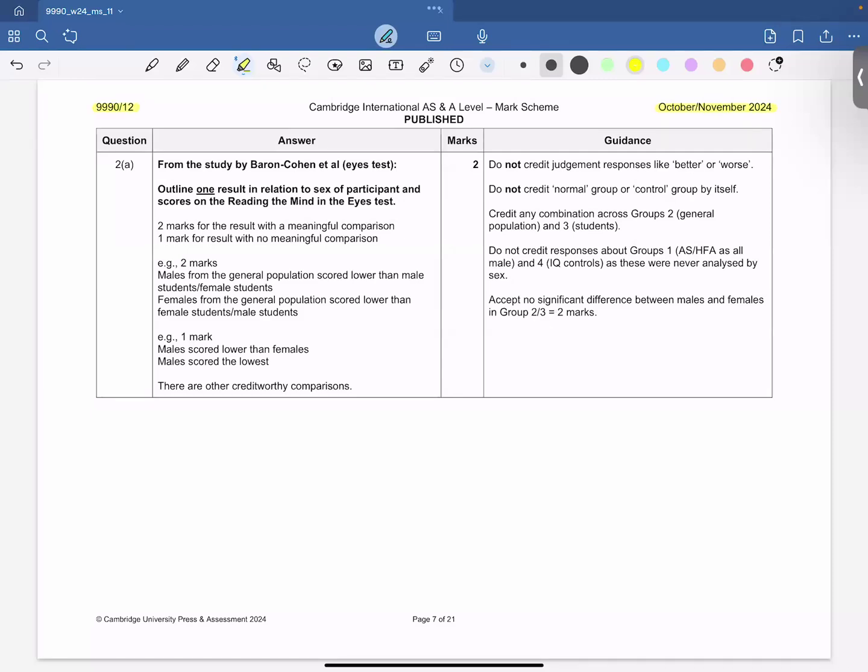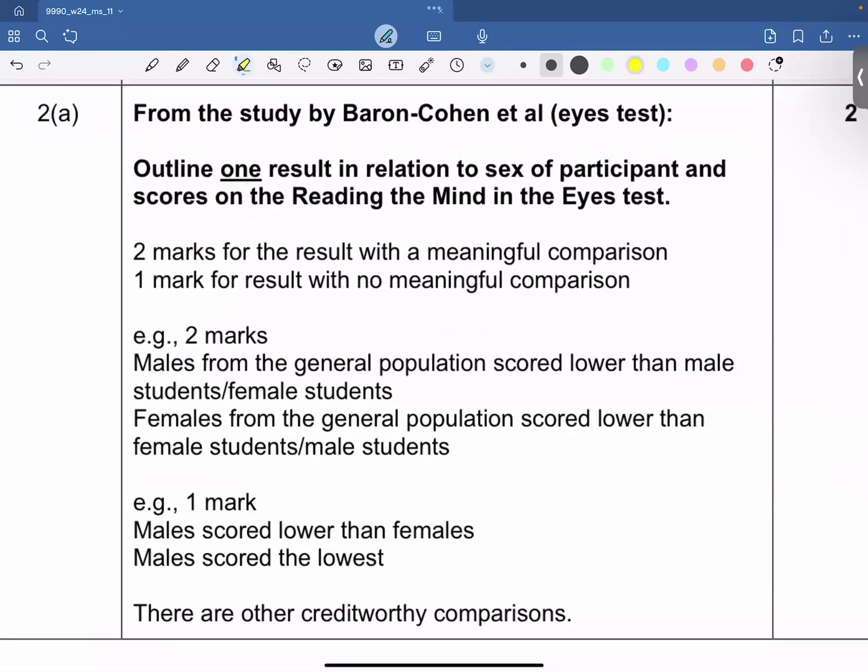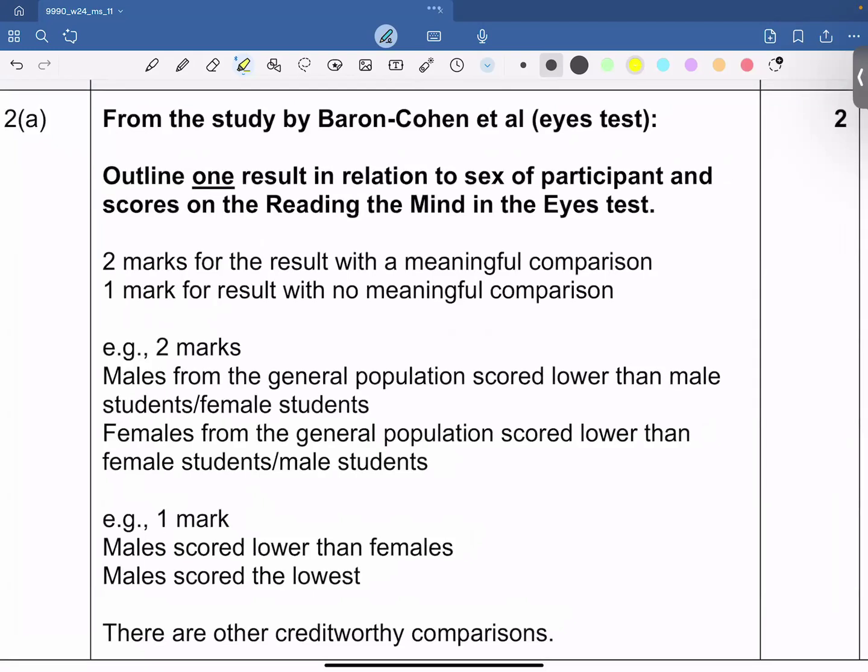This particular question that we see in front of us is question number 2. It is of 4 marks and is divided into two parts of 2 marks each, 2A and 2B. From the study by Baron Cohen et al., outline one result in relation to sex of participants and the scores on the reading the minds in the eyes test.